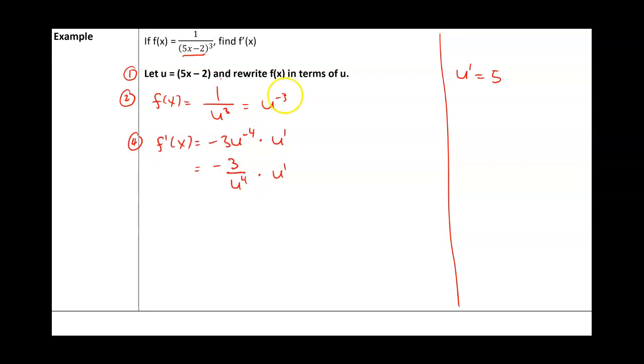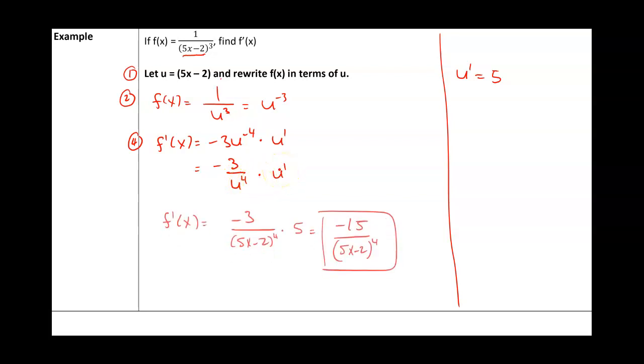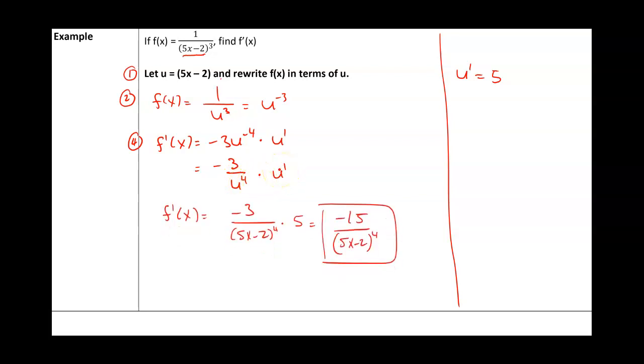Okay, so now I take the negative 3 down, so I have negative 3u to the negative fourth times u prime. U is equal to 5x minus 2, but I'm not going to substitute that yet. I'm going to make this positive by moving it to the denominator. So I have negative 3 over u to the fourth times u prime. Now I can plug in u and u prime, and then negative 3 times 5 is negative 15. So this becomes my final answer.